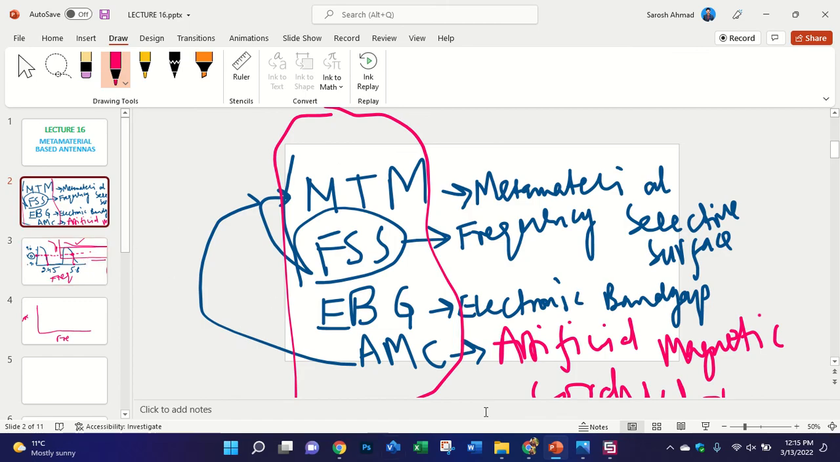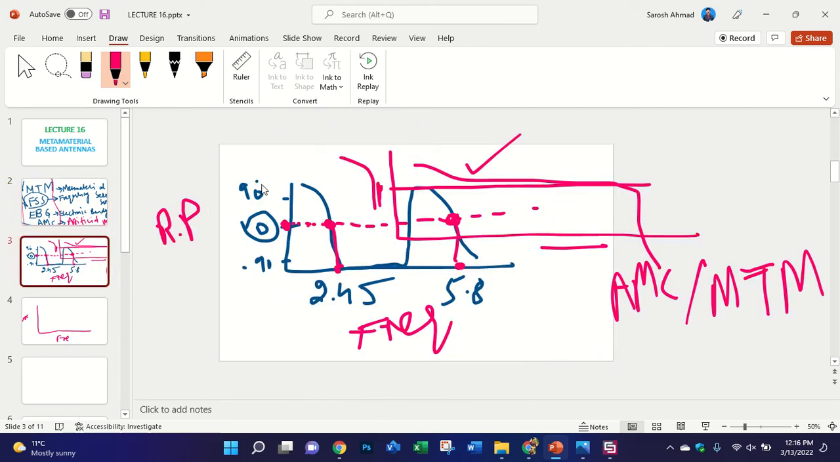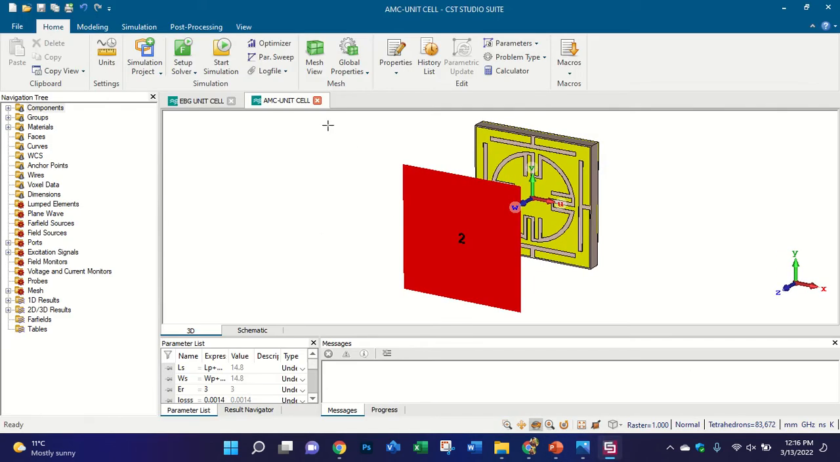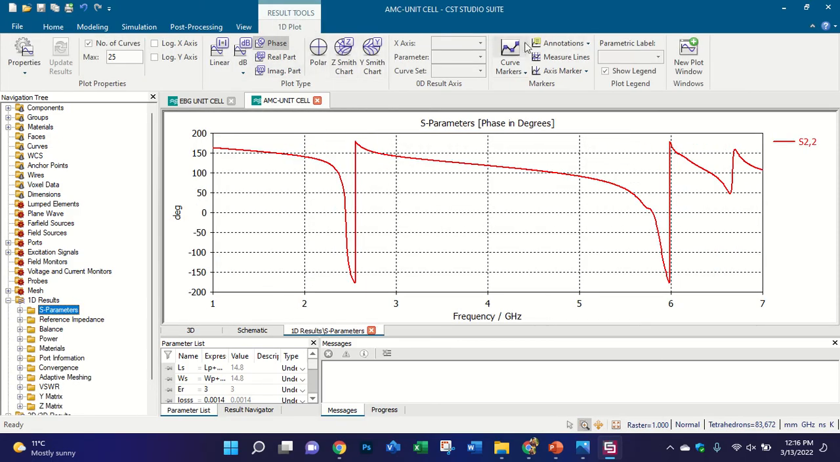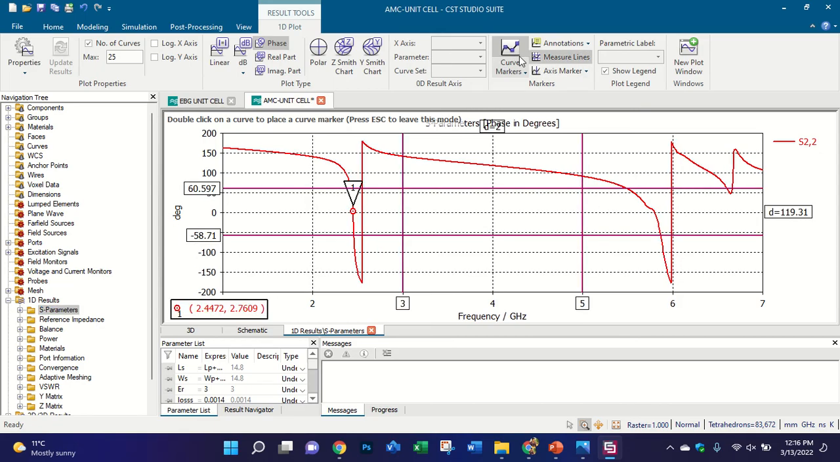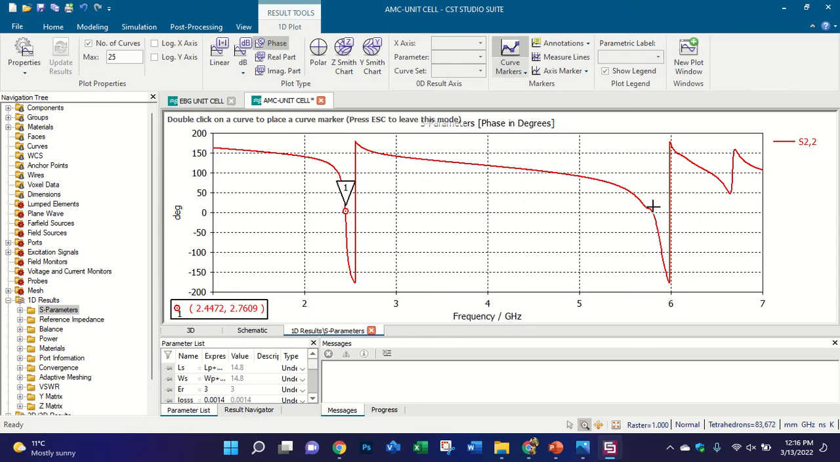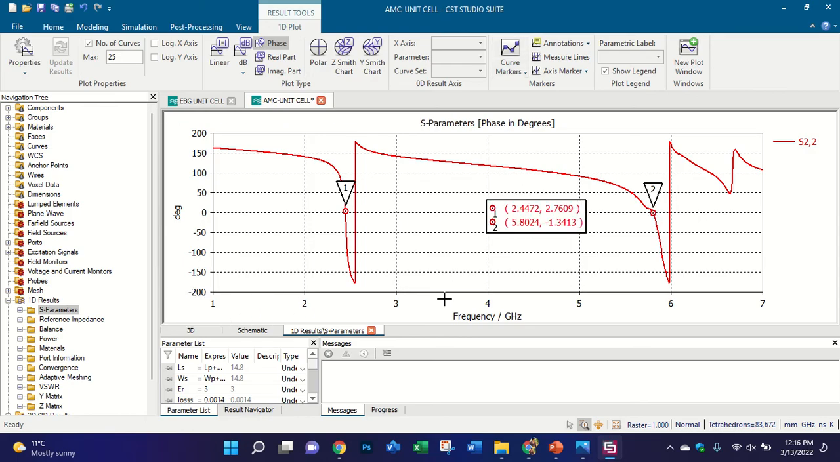Like in all the cases, it must be 0, but the difference is here you check the phase. Like in CST, if you open the CST like this one, this is AMC or metamaterial. Here you have S parameter. You need to check the phase, and you see here you have a degree phase. This is the reflection phase on the vertical axis, and on the horizontal axis you have frequency. It must be 0 at the desired frequency band.